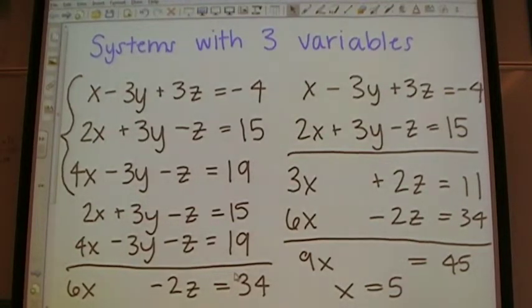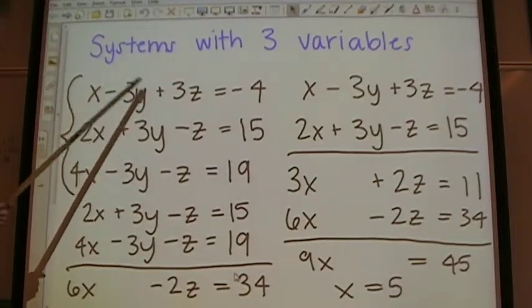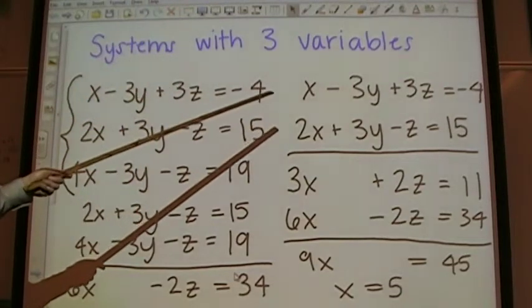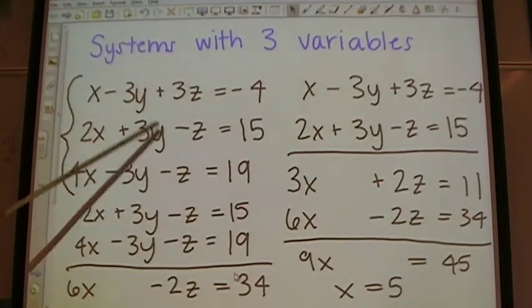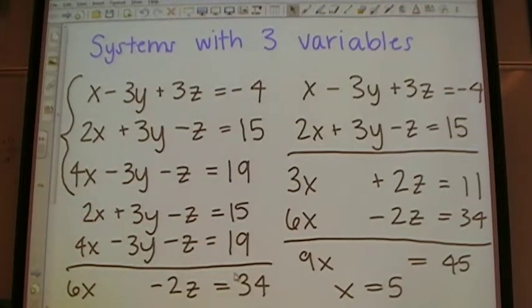Systems with three variables. We know how to solve systems, or you learned how to solve systems of two variables. There were three methods: graphing, substitution, elimination. With three variables, I would always use elimination. That's the easiest way to do it. You always want to get them in standard form, which is x plus y plus z equals the constant, and just line them up in that order if they're not already done so for you. In this case, it's set up perfectly for you.